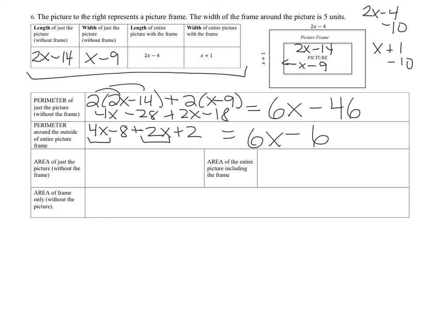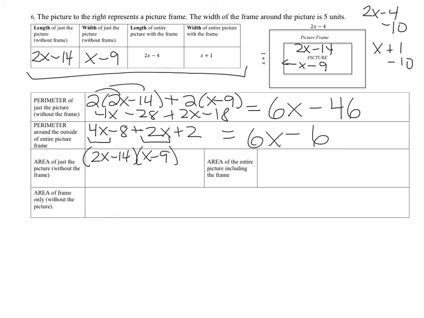All right, so now area of just the picture without the frame. So that would be the area of just the picture using this one and this one. Area. Remember, area is length times width. So I'm going to multiply these together. And we are going to need to use FOIL to do that, because it's a binomial times a binomial. So 2x minus 14 times x minus 9. And we're going to do FOIL.